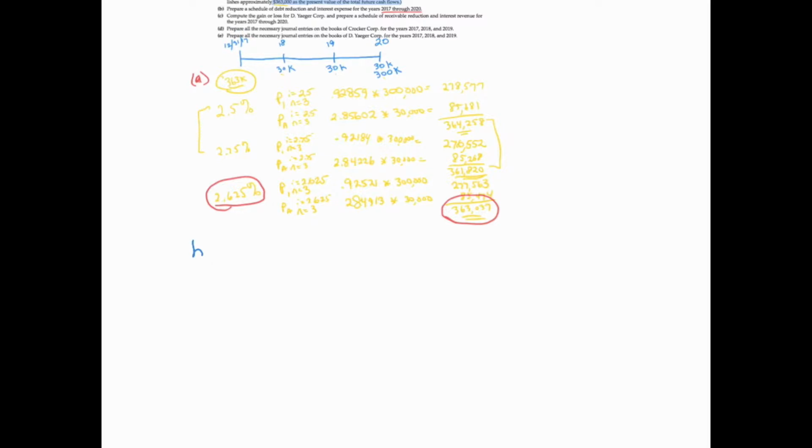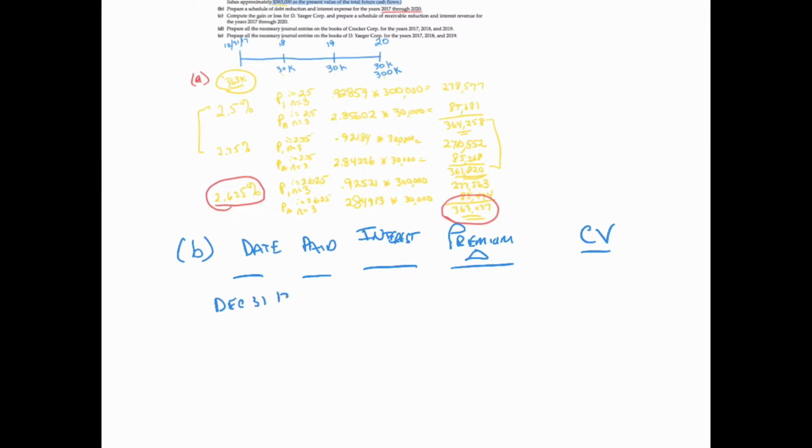And I'm going to go back to blue. We're going to have this date, paid, interest, and premium change and carrying value. December 31st, 17, we're going to pay $30,000. The interest part of that is going to be the $363.